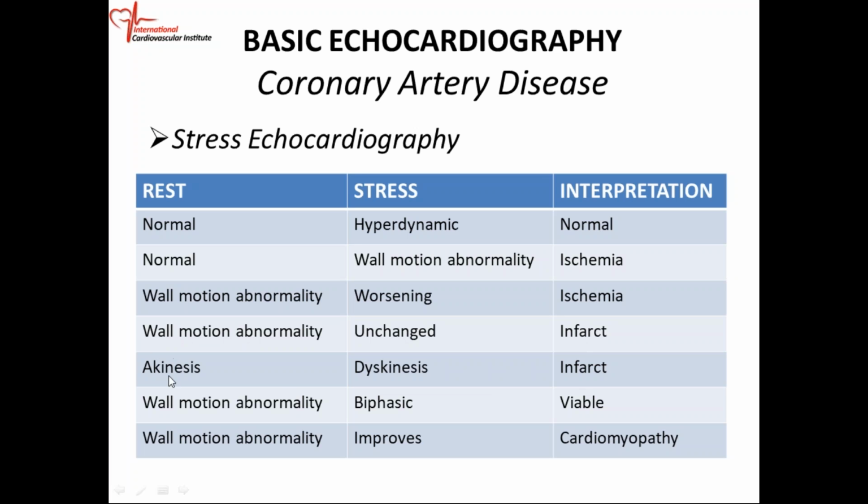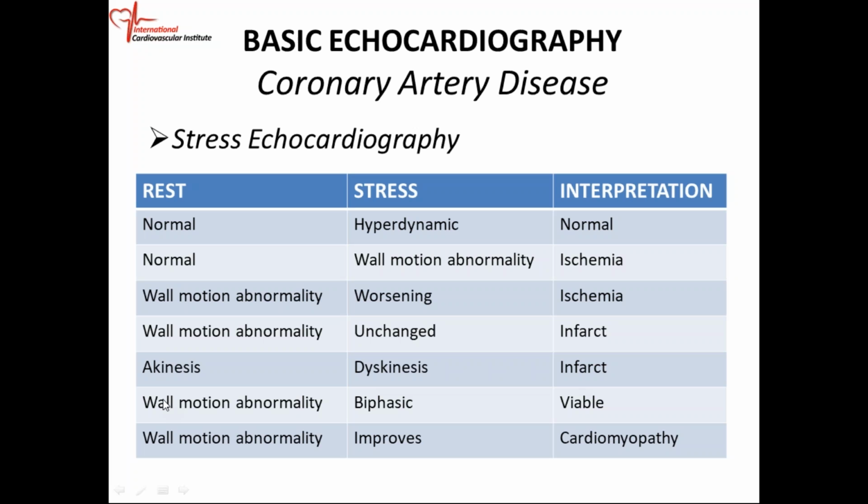Or if you have what we call an akinetic segment, no thickening at all at rest, and then after the stress you do your echo, if it's dyskinetic, then that's also infarction. When we say dyskinetic, the normal thing for the heart when it contracts is to come together. When it's dyskinetic, instead of coming together, it bulges, it goes the opposite direction. Okay? All right.